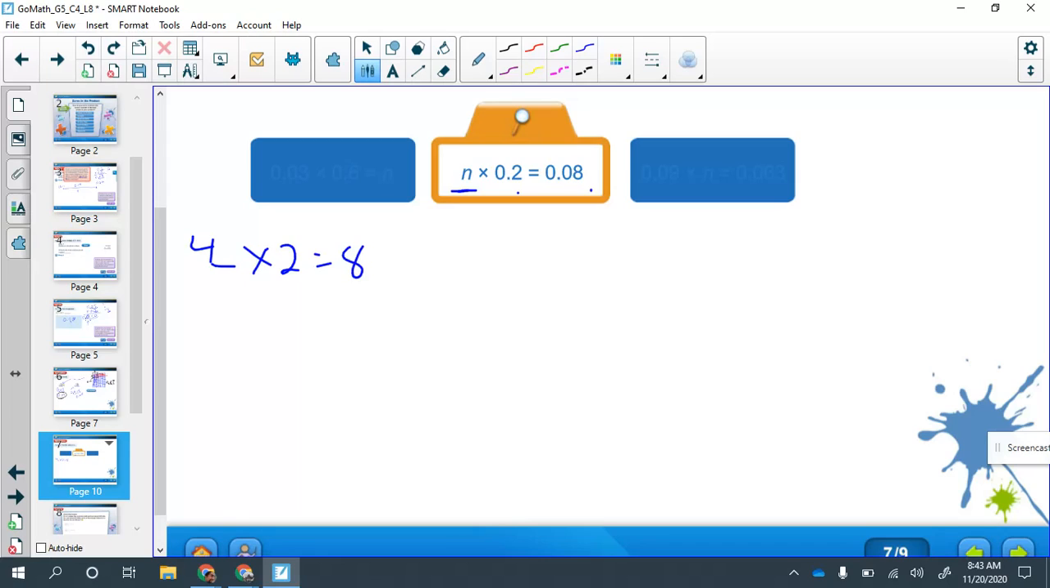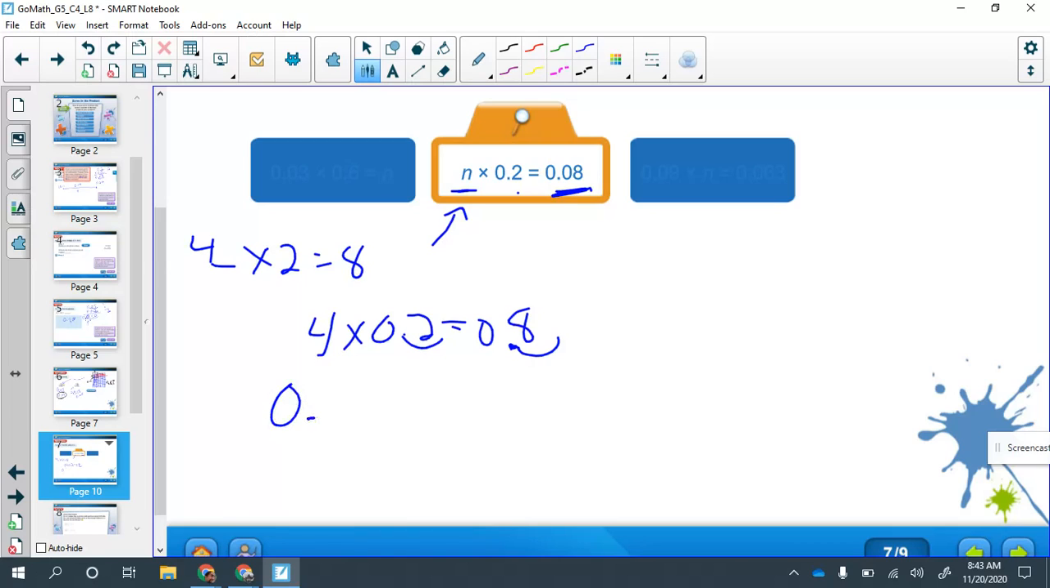Well, I know that 4 times 2 equals 8, right? So if I put 4 in right here, I would get 4 times 2/10, and I need to work that problem out. Well, 4 times 2 is still 8. I have 1 decimal place, so I'd move back in 1 decimal place, and my answer would be 8/10. But my answer over here is not 8/10. My answer over here is 8/100ths.